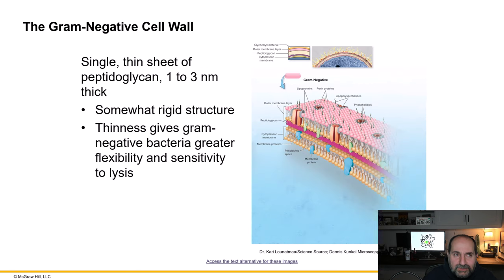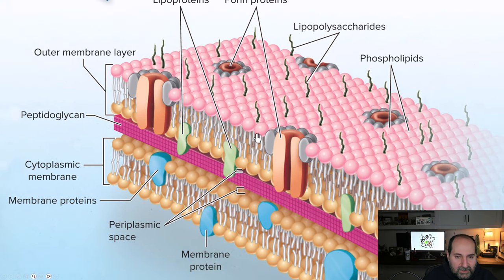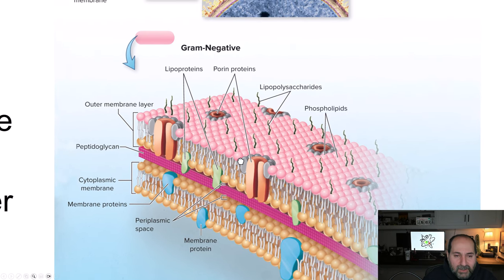Now turning our attention to gram-negative cell walls, remember here you have a very interesting structure. You have a plasma membrane, of course, all cells have a plasma membrane or cytoplasmic membrane. Outside of that, you have a very thin layer of peptidoglycan. And yet outside of that, remember, you have a whole outer membrane. You have a whole other membrane outside of that. So it's very interesting how the architecture differs between the gram-negative cell wall and the gram-positive cell wall.